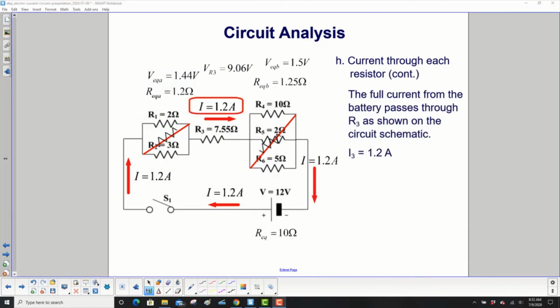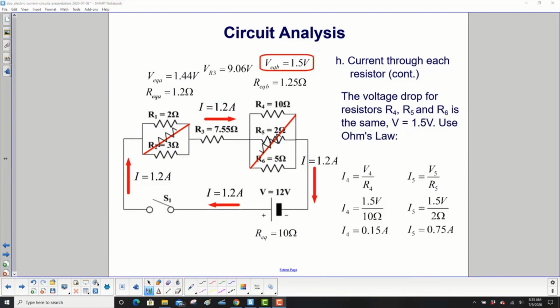The current through R3, wow, we found that way in the beginning. It's 1.2 amps, right? The current that comes from the battery, all of it goes through R3. So that's 1.2 amps. And finally, the current through resistors 4, 5, and 6. We know the voltage across each one of them. They're in parallel, so they're all the same. So you solve each one individually. I4 is 0.15 amp. I5 is 0.75 amp.